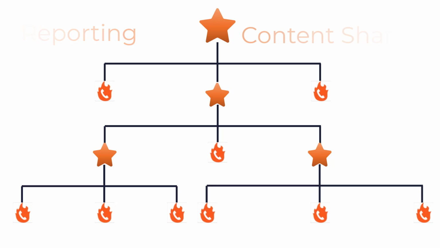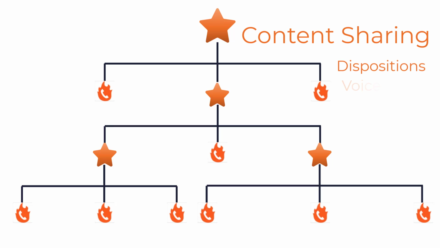Do they need to have access to all reports for all users or just some users? Another thing that you're going to want to consider is content sharing. What types of content are you going to be sharing? These are things like your dispositions, the voicemail library, the caller ID library, things like that, emails. Will there be certain groups that have certain types of content that is only relevant to their group? And do they need to be able to share it within that group?